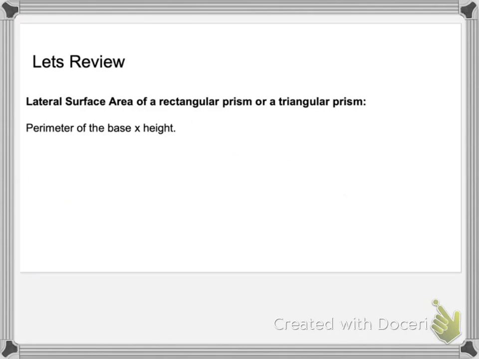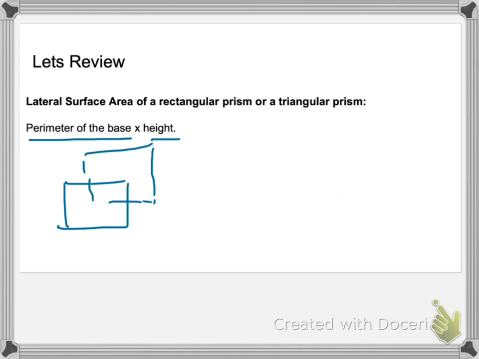Let's review. The lateral surface area of a triangular prism, what we did is we did the perimeter of the base times the height. Remember we did that? And remember, it's just kind of like giving something a hug. So if I was going to calculate the lateral surface area of a box or rectangular prism, I would just be talking about the sides of the object. If I was going to give it a hug, I would not be talking about the top or the bottom of this, right? It's just the sides of it. Same thing with a triangular prism.